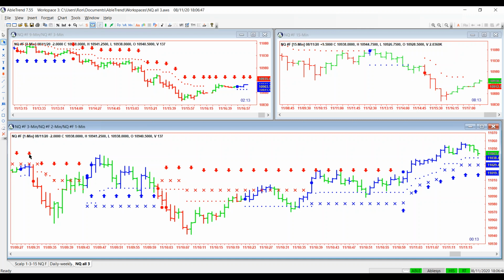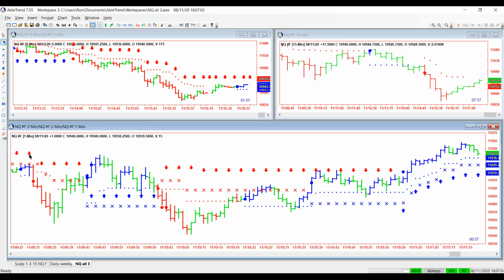Really doesn't matter, because as long as it's red, everything is red, that means you've got 3 different time frames all agreeing it's going to go lower. Well, I mean, that's a lot of odds piled in our favor. That means it's very low risk. And that's what we look for.